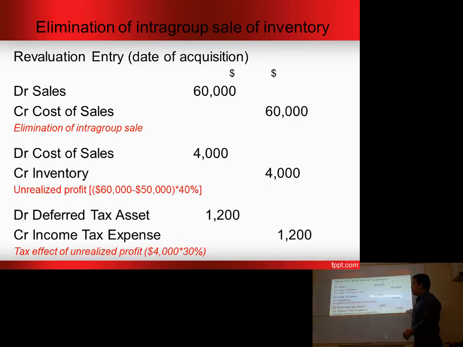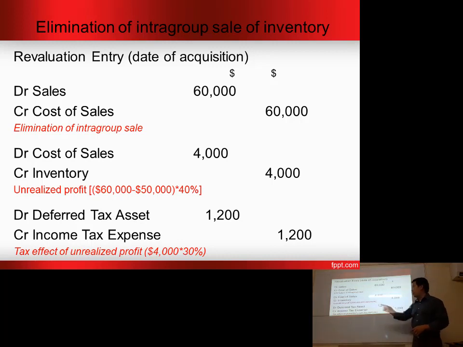And then to determine the unrealized portion of the profit, we have to know how much the party sold the item for and how much the original cost is. In this case, the original cost is $50,000 and $60,000 is the amount that the party sold the item for. If the item didn't leave the economic entity, the $10,000 difference would be unrealized profit.